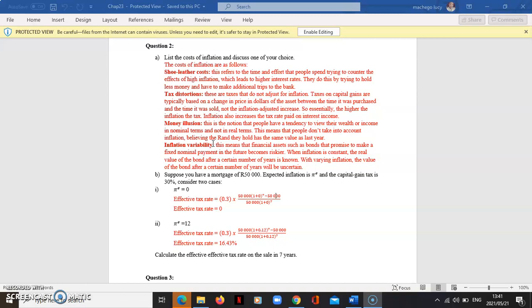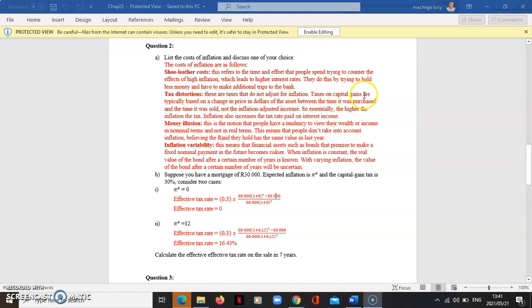So I am going to read out the summary of each cost of inflation, starting with shoe leather cost. This refers to the time and effort that people spend trying to counter the effects of high inflation, which leads to high interest rates. They do this by trying to hold less money and have to make additional trips to the bank. Tax distortions. These are taxes that do not adjust for inflation.